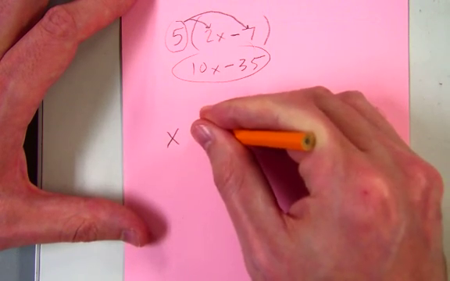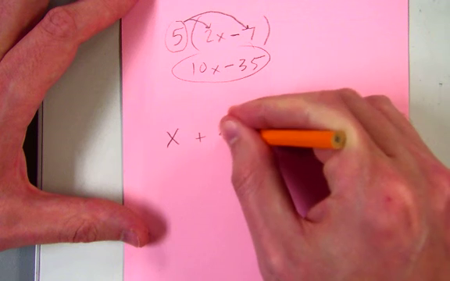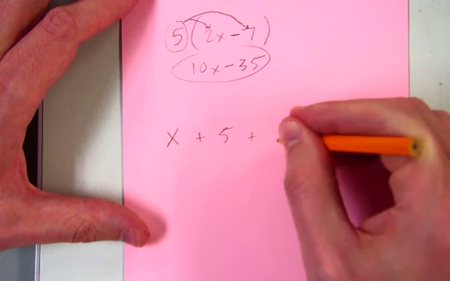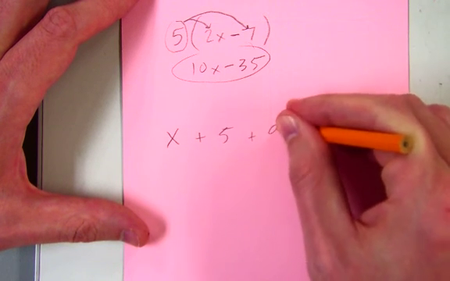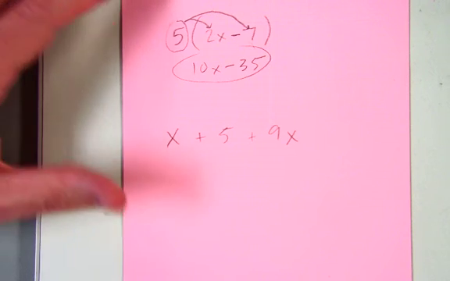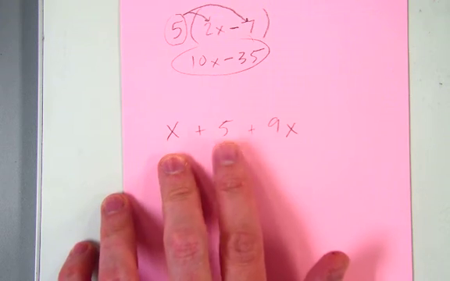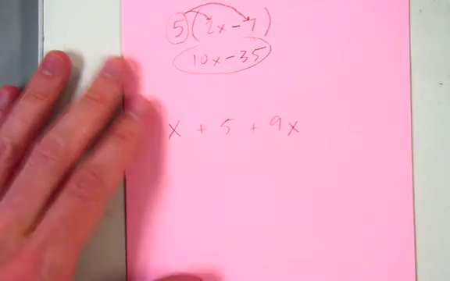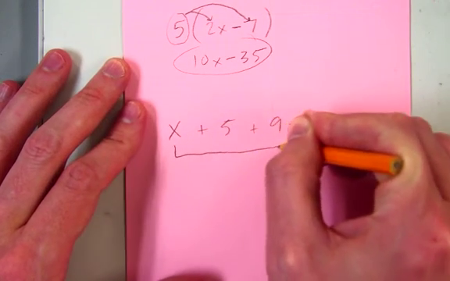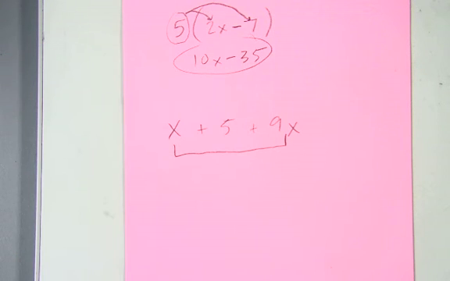What if we have an x with no number in front of it? So we have something like this, and we want to simplify it. Okay, so the first thing to note is you can't put the x and the 5 together because that 5 is not like, but you can put these two terms together, right? So you've got to identify your like terms first.